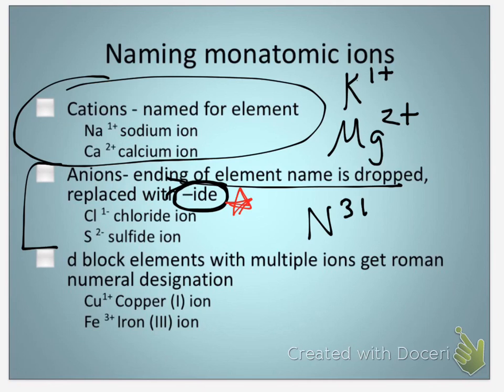Nitrogen with a 3- charge. Somebody in black or gray. We got lots of black and gray today. Let's take it. Tyler. Nitride ion. Okay. Nitride ion. Okay. I've saved the weirdest for last.